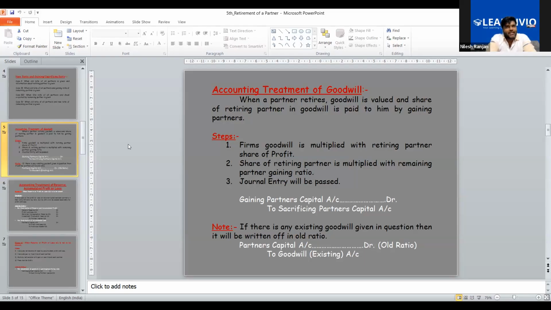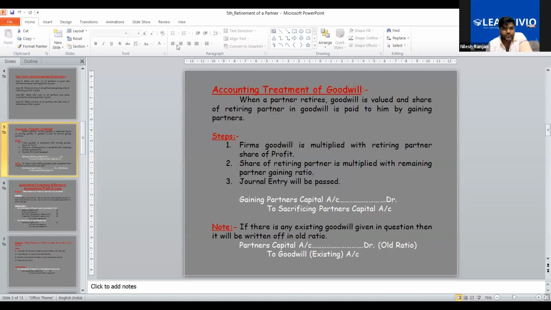Okay. Actually, there are 2 types of goodwill. Yes, it is correct. But in theory, there are 2 different types of goodwill, and in the question, there will be 2 different types of goodwill. So in theory, it is self-generated goodwill and purchased goodwill. And in the question, there will be 2 types of goodwill, that is valued and existing goodwill.